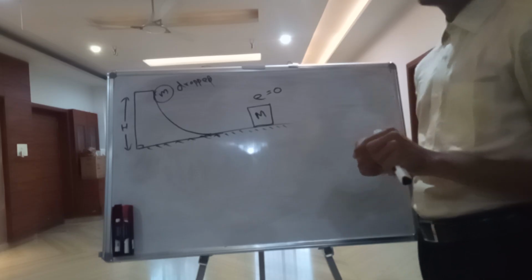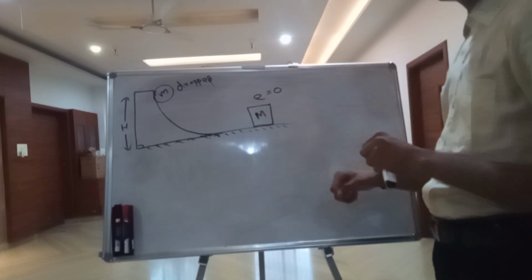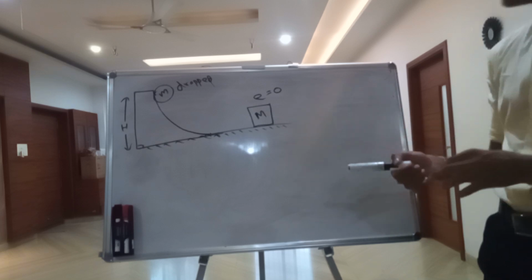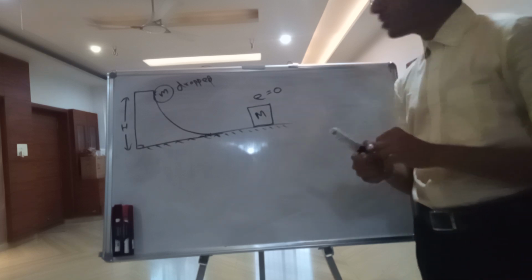They won't ask for the final velocity in the exam. They'll ask for the speed of v1, speed of v2 like that. But don't get confused. There is no separate formula. For simplicity, I took it like this.